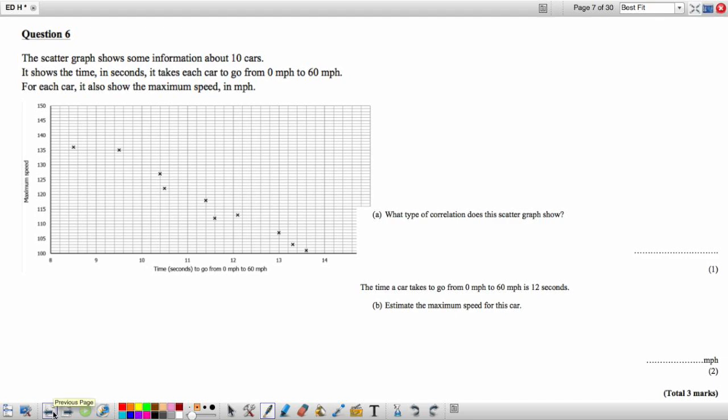Question 6. The scatter diagram shows some information about 10 cars. It shows the time in seconds for each car to go from 0 to 60 miles per hour, and for each car it also shows the maximum speed in miles per hour. We're asked to write down the type of correlation. Here we have our points going down, so we have a negative correlation.